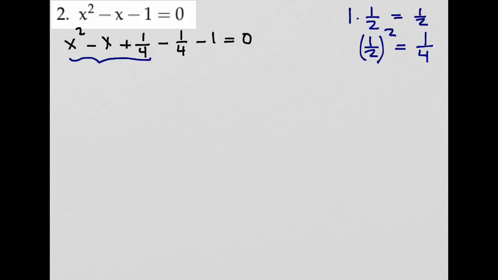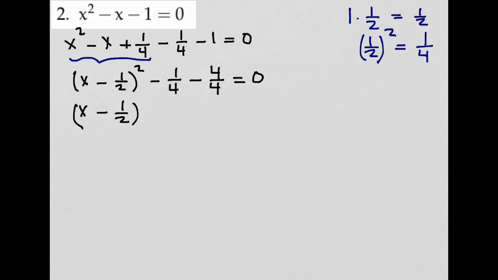The first three terms are going to give us a perfect square, specifically (x minus 1/2) squared, minus 1 over 4 minus 1, which I'm going to write as 4 over 4, all equals 0. (x minus 1/2) squared minus 5 over 4 equals 0. (x minus 1/2) squared equals 5 over 4.